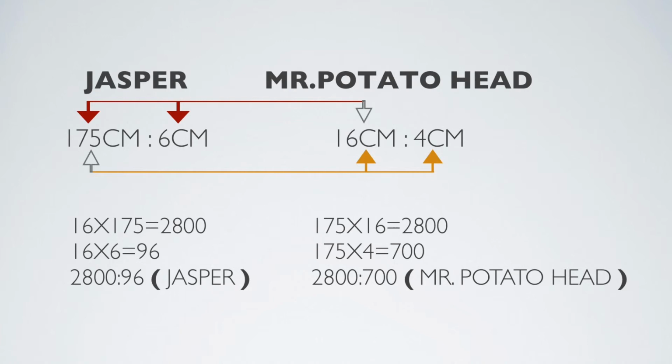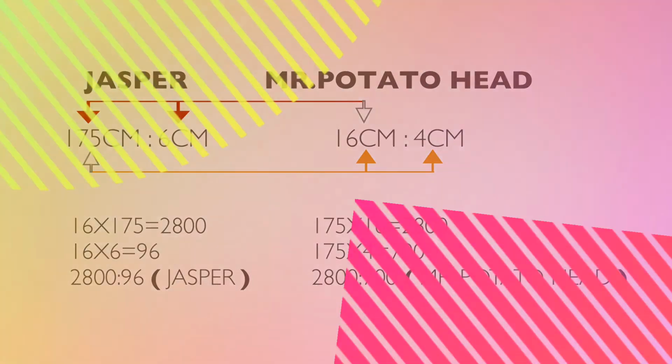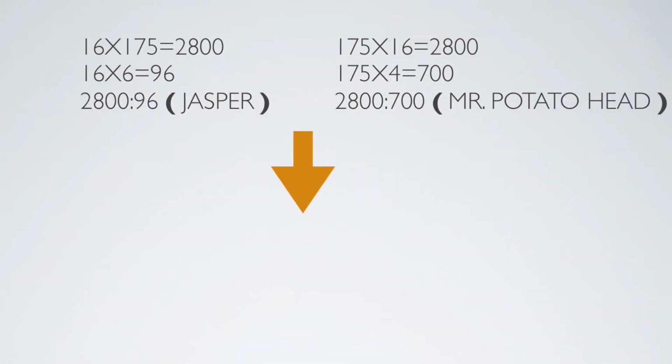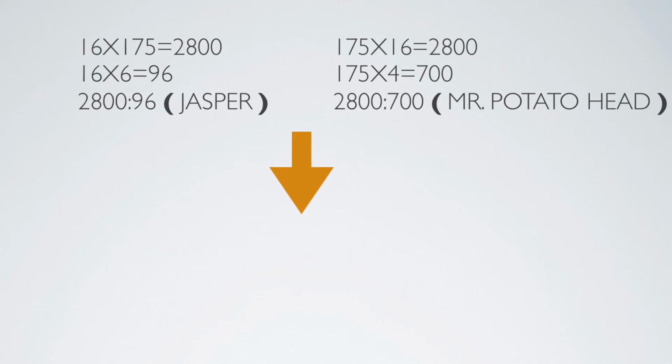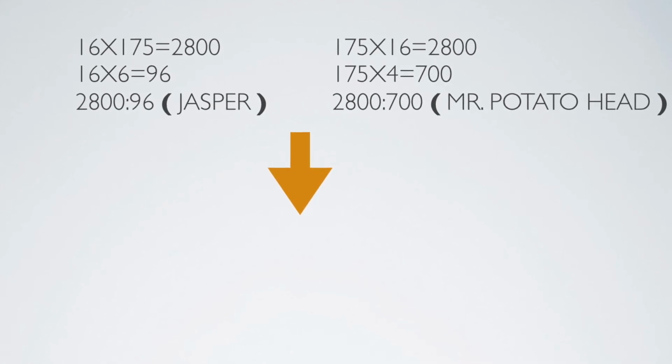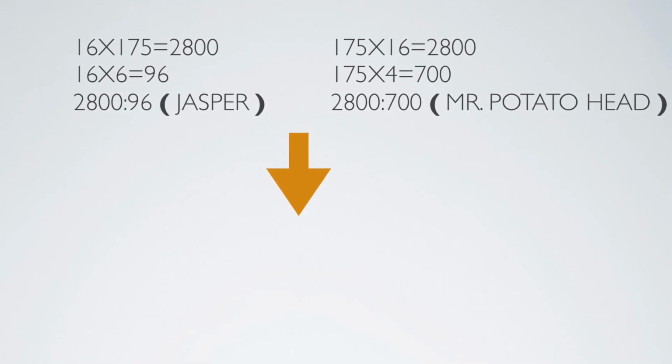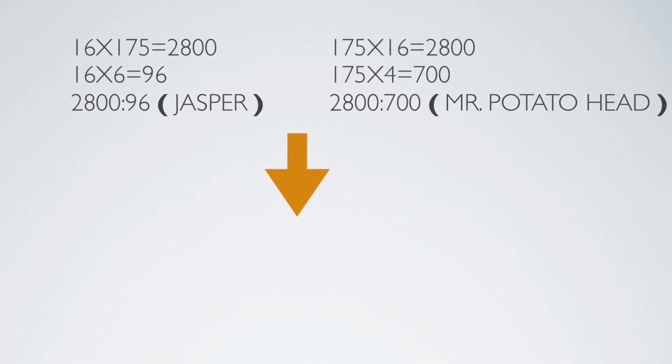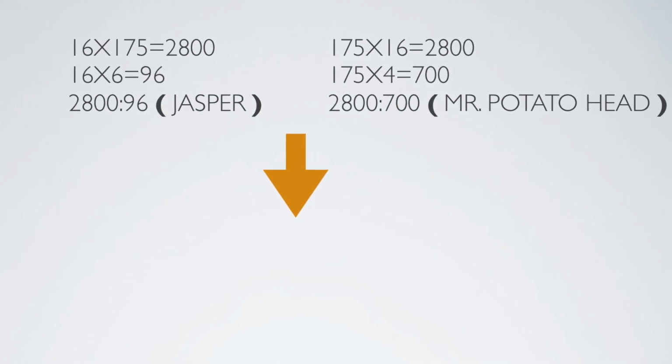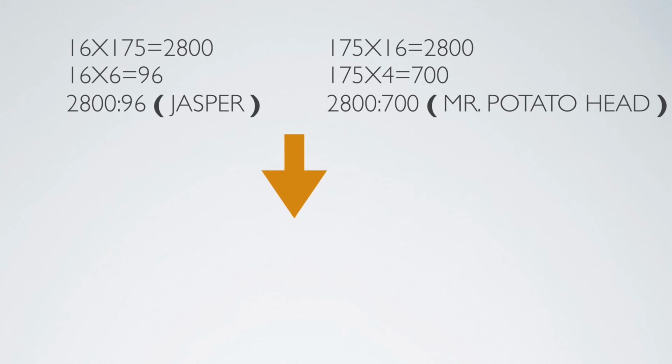Jasper's ratio is 2,800 to 96, and Mr. Potato Head's is 2,800 to 700. Mr. Potato Head's nose is 700 centimeters, while Jasper's is 96. Now, so that we can put the size of Mr. Potato Head's nose on Jasper's body, we take Mr. Potato Head's nose, 700, and put it on Jasper's height, 2,800, to equal 2,800 to 700 centimeters.